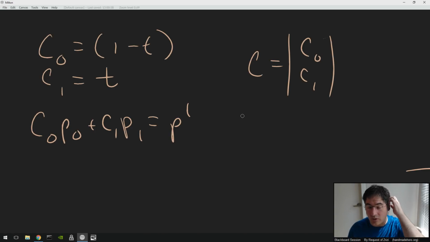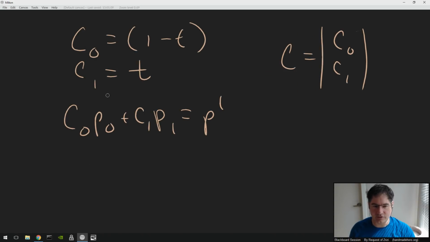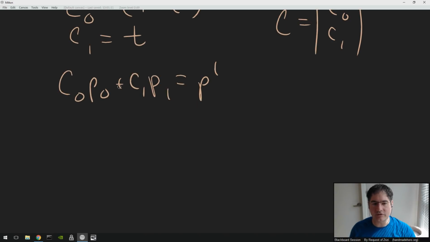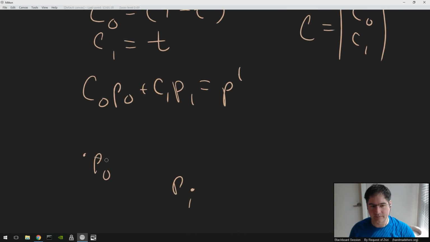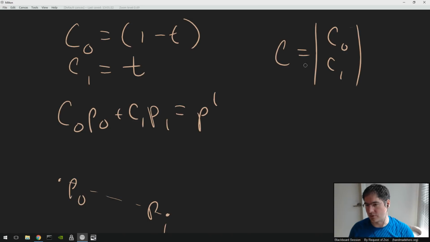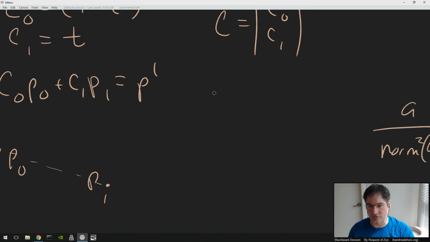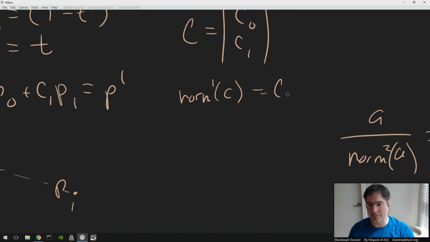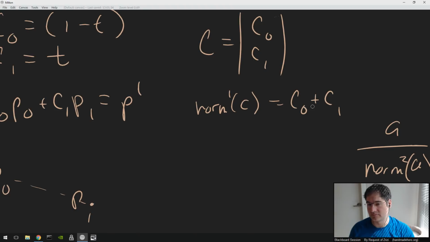And I want to know, what would I do if I wanted to produce a version of this equation that's always going to give me something in between P0 and P1? So it should always lie along this line, okay? Well, if I was to take the 1 norm of C0 and C1, if I was to take the 1 norm of this vector, so norm 1 of C, what would I get? I would get C0 plus C1.